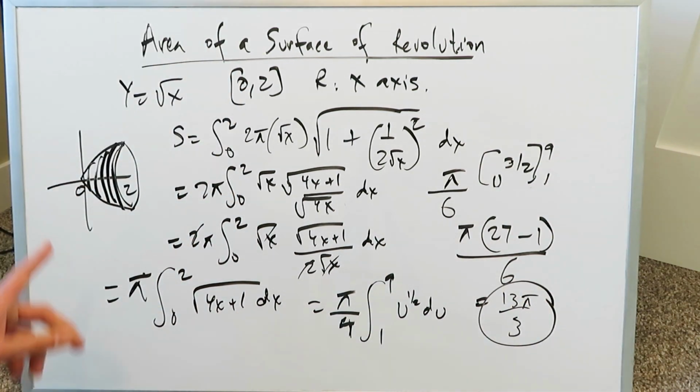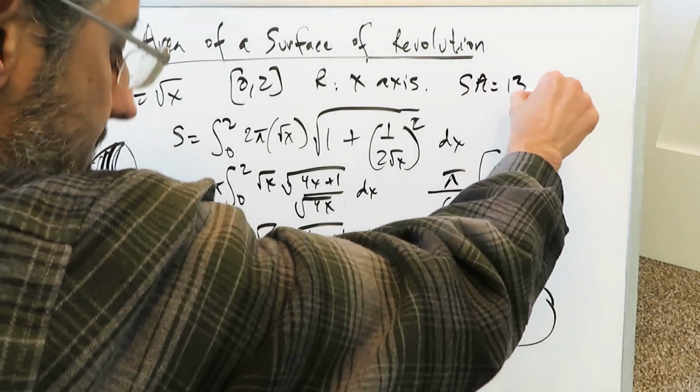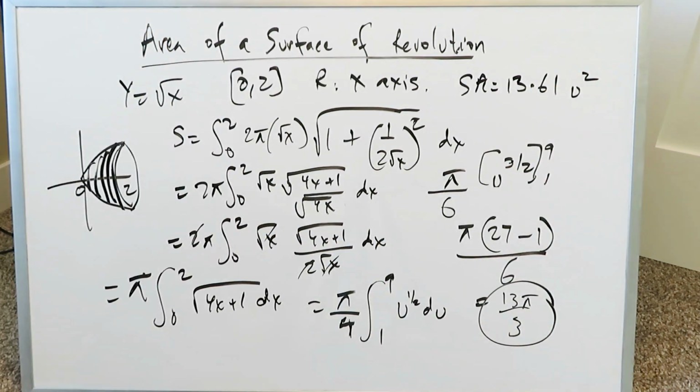The surface area of this resulting solid is 13 pi over 3, and I want to bring a decimal answer for you. It is 13.6. Let's put right here: surface area is equal to 13.61 units squared. That right there is the surface area, and it should be a good answer.